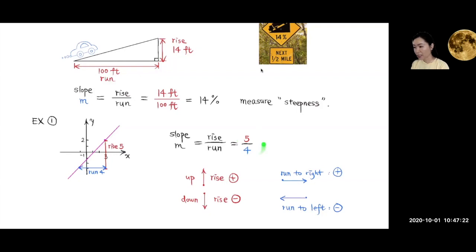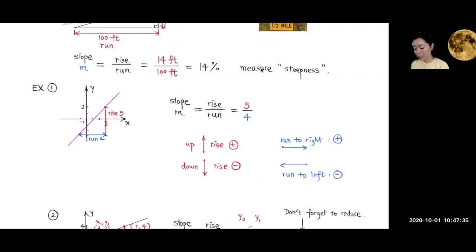It is positive, you see, and that corresponds to the line rising from the left to the right. So from left to right, it's going up. Now, when you assign the sign for rise, when you go up, rise is positive. When you go down, rise is negative. When you run to the right side, it's positive run. When you run to the left side, it is negative run.